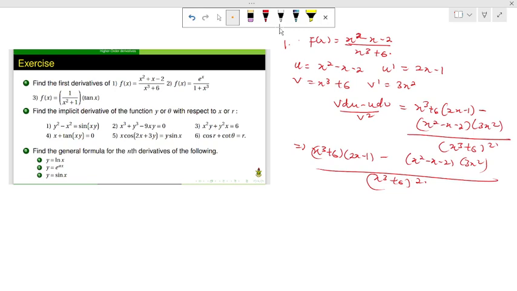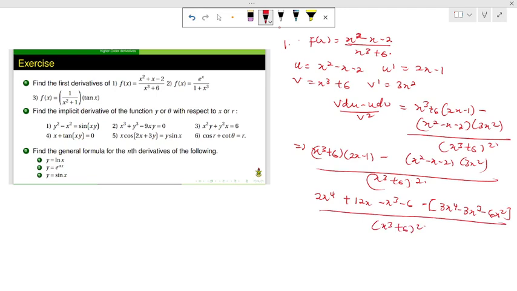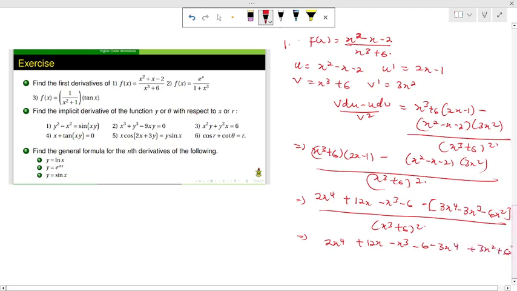Nicely like this. So here, just expand everything, okay? We simply have 2x to the power 4 plus 12x minus x cubed minus 6, minus the expression 3x to the power 4 minus 3x cubed minus 6x squared, all over x cubed plus 6 all squared, okay?